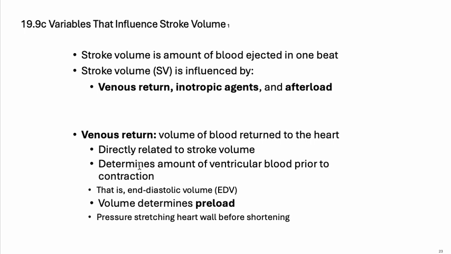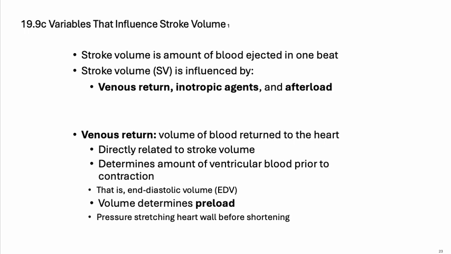Again, it's going to depend on the amount of ventricular blood prior to contraction. So again, end diastolic volume, like we talked about in the previous part. This venous return is influencing something called preload. Preload is the stretching of the heart in response to the amount of blood coming back to the heart. So the heart stretches as blood returns. That stretching happens before the heart actually begins to contract.